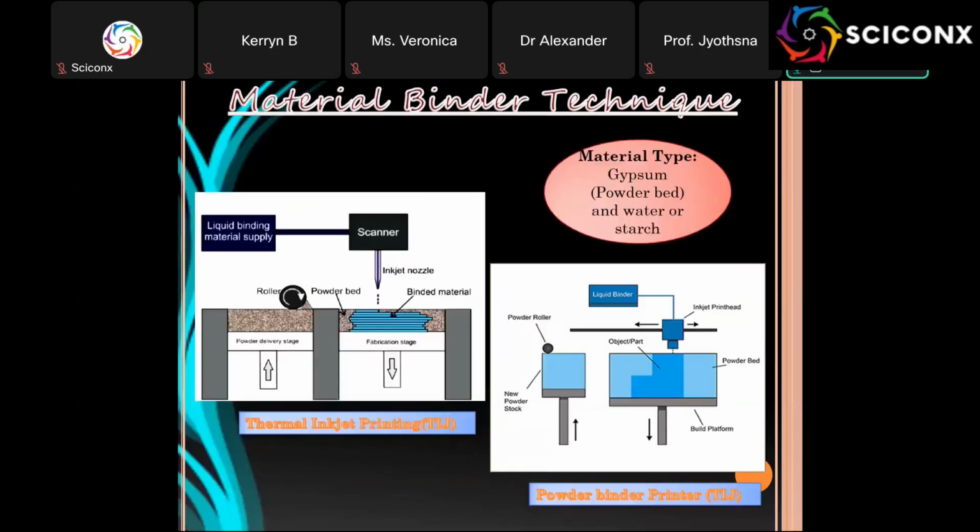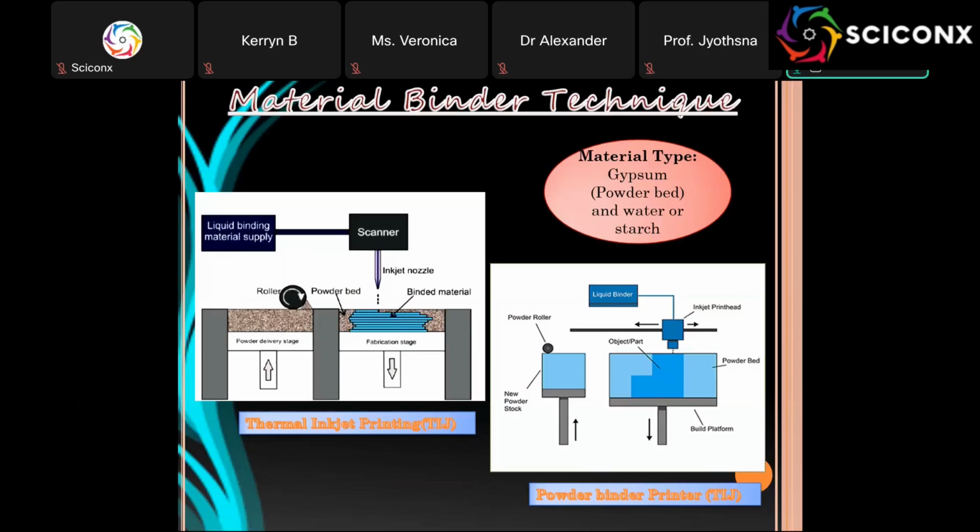Then this is another technique, the material binder technique. Here there are two types of technique: the thermal inkjet printing technique and the powder binder printer. In the thermal inkjet printing, what is going to be used here? There is selective deposition of the liquid binding material. This is a selective binding of the liquid photopolymer, which goes through the scanner. This is an inkjet nozzle. This inkjet nozzle will become heated through the scanner, and they will give drop by drop a material of a liquid, and layer by layer the material will start depositing, and the material will bind. And there is a fabrication of again the three-dimensional printed object.